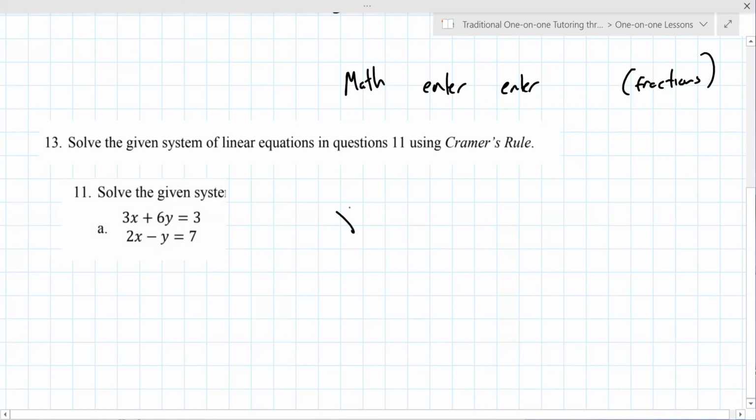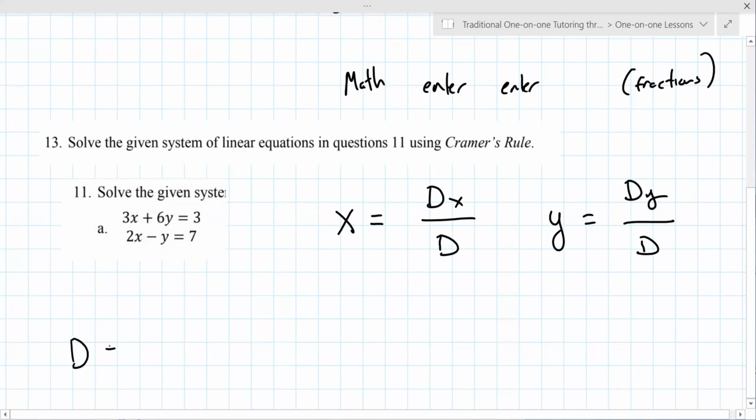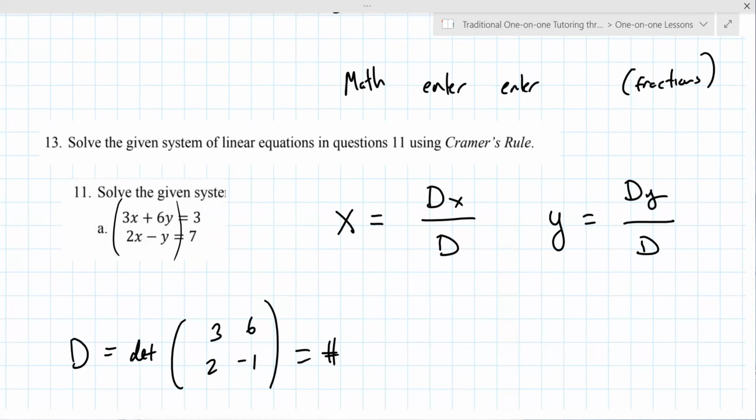So Cramer's rule says that x is dx over d and y is dy over d. And d is the determinant of 3, 6, 2, -1. Like it's a number. And so is dx, but it's this side. You remember that from class? Is that clear? Yeah, my confusion was, which ones do I use from the other side of the equal sign, and which ones do I not?